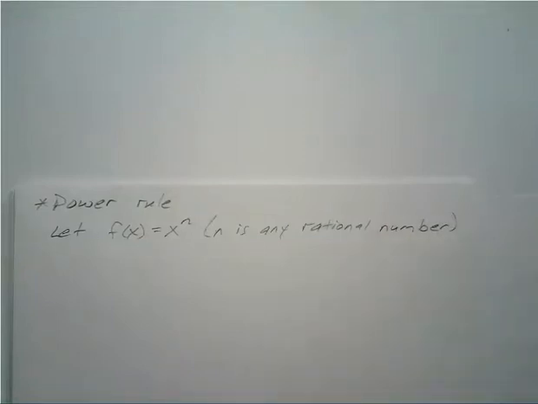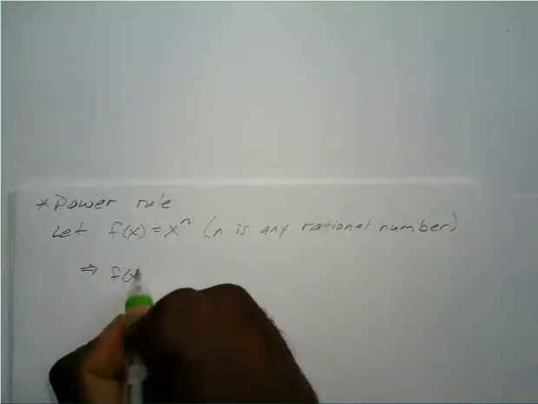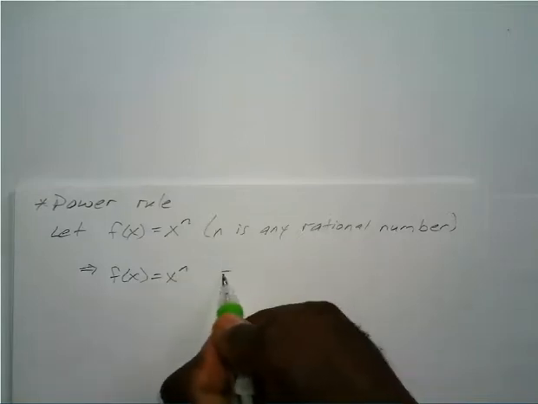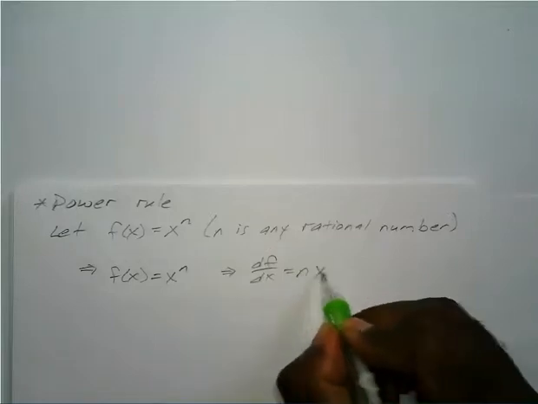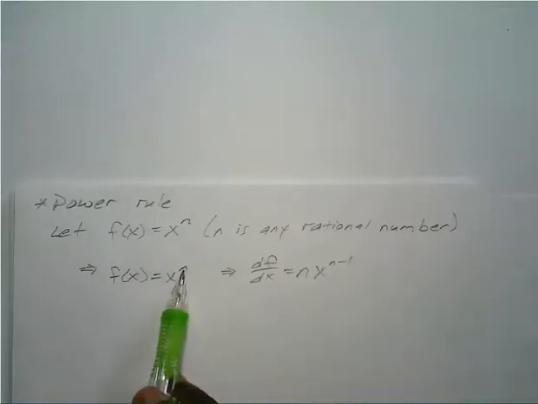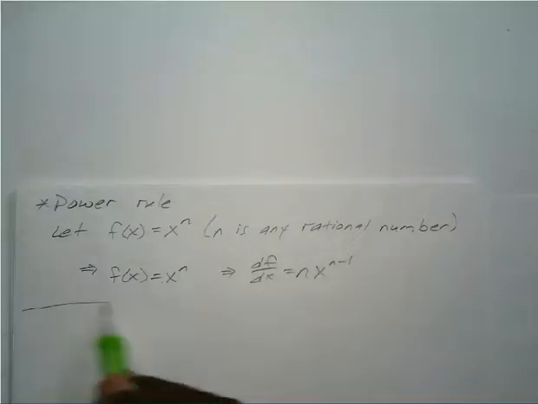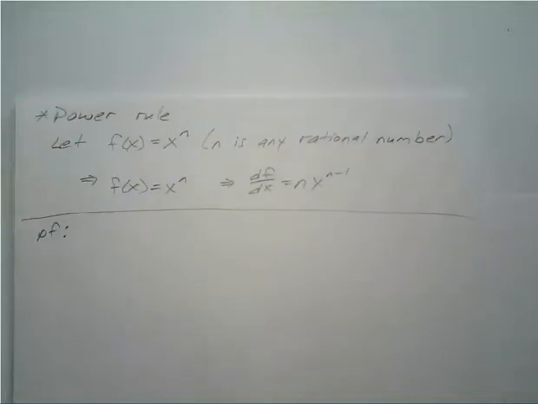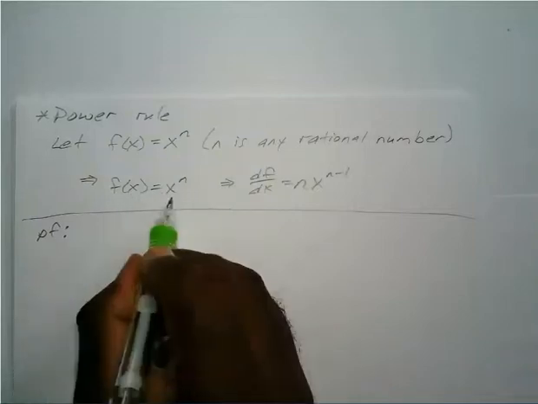That means if f of x equals x to the power of n, then the derivative of f with respect to x is equal to n times x to the n minus 1. You just bring that exponent down and you subtract 1 from it. It's pretty straightforward. Let's look at the proof for that one. Again, we're going to let our f of x equal x to the power of n.